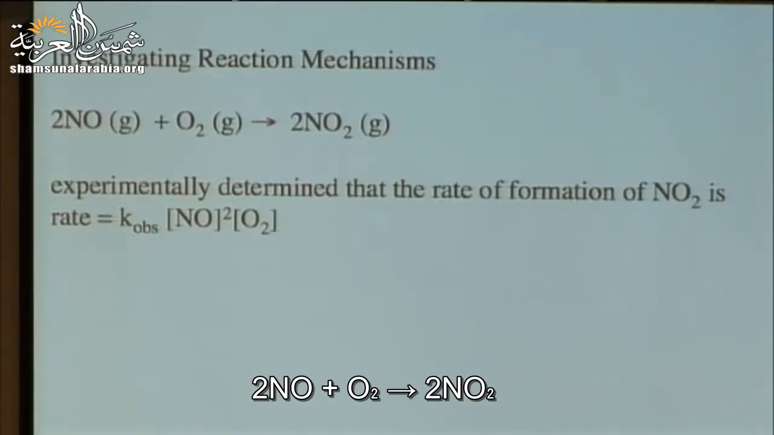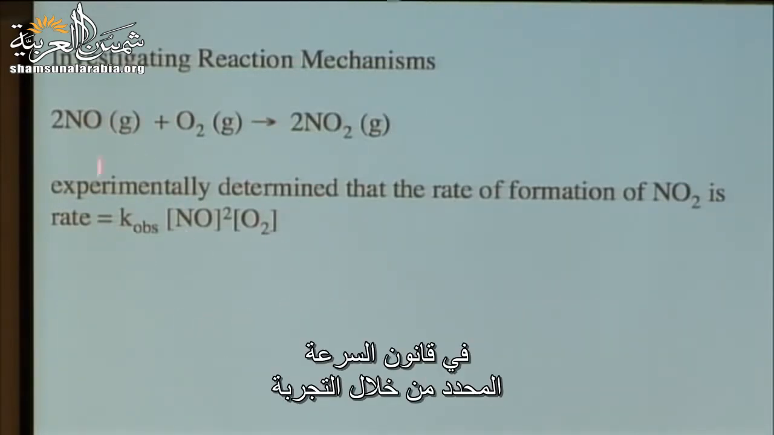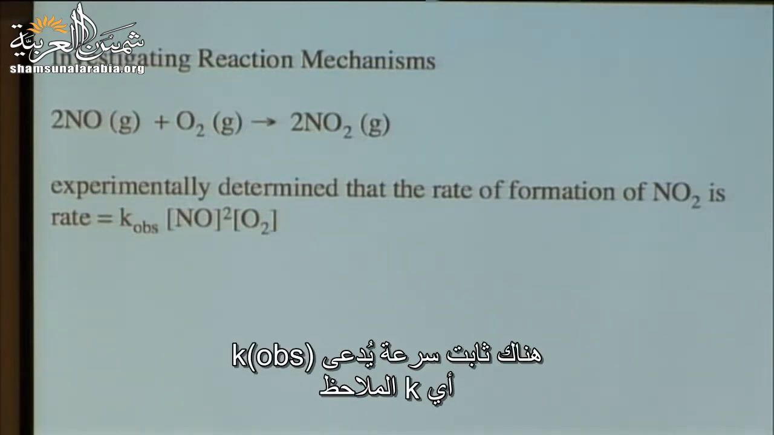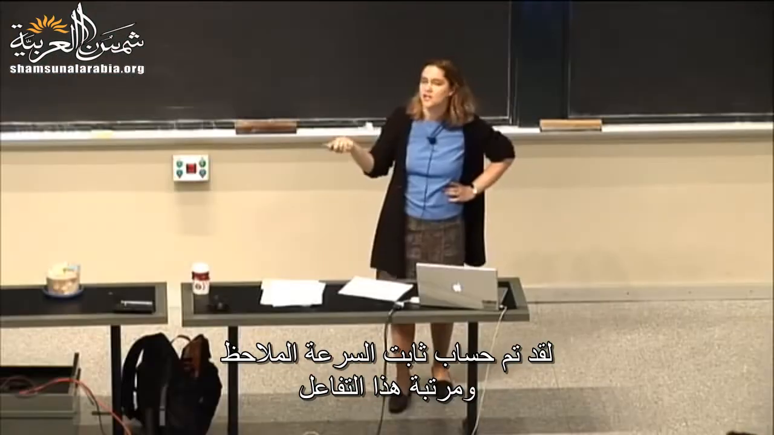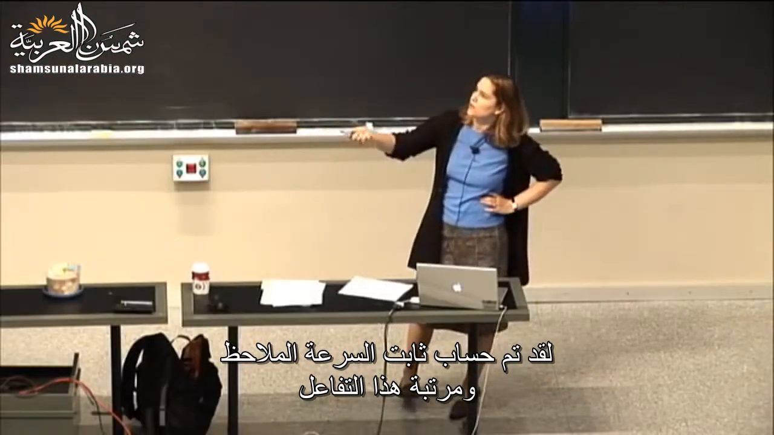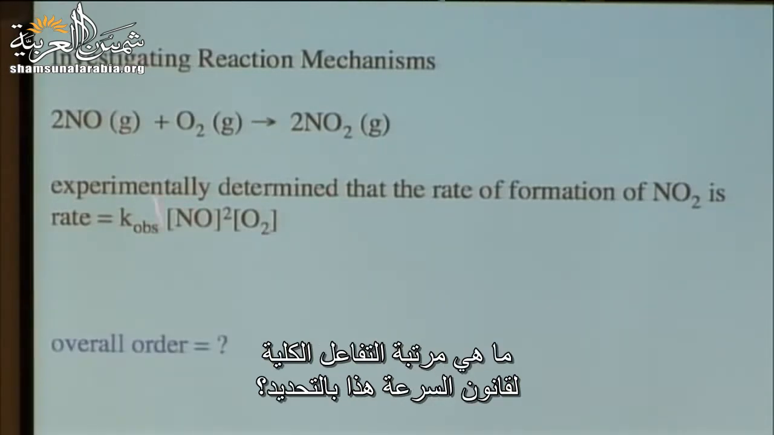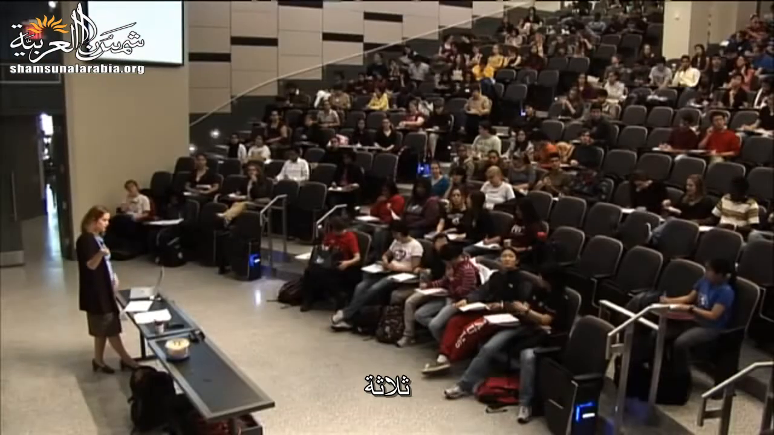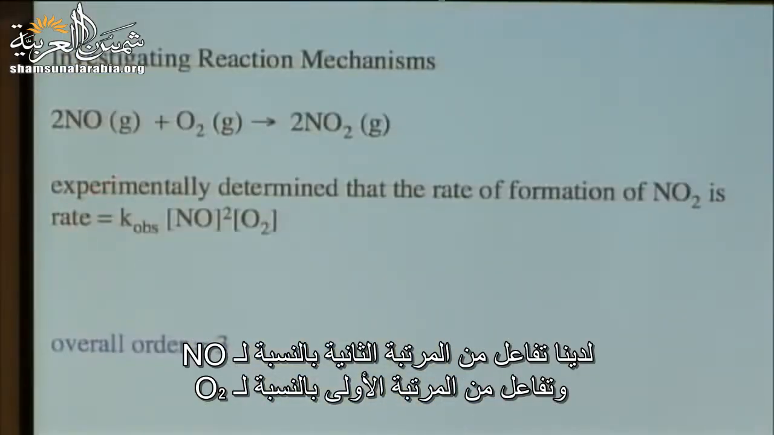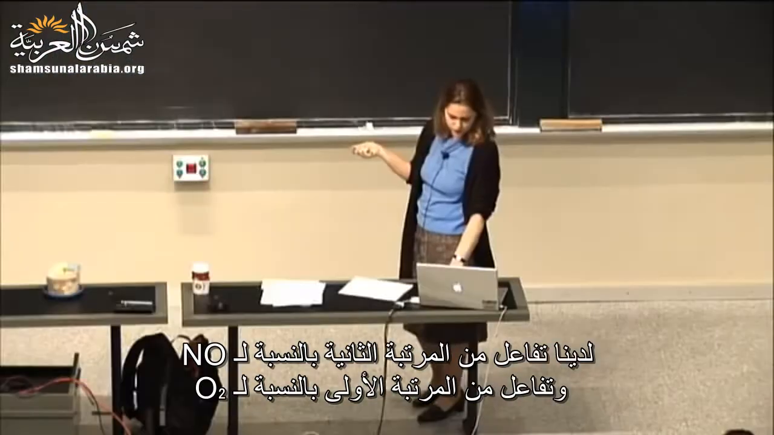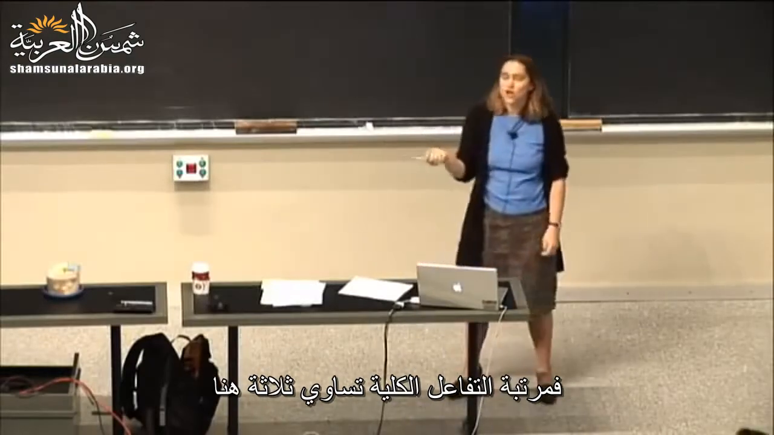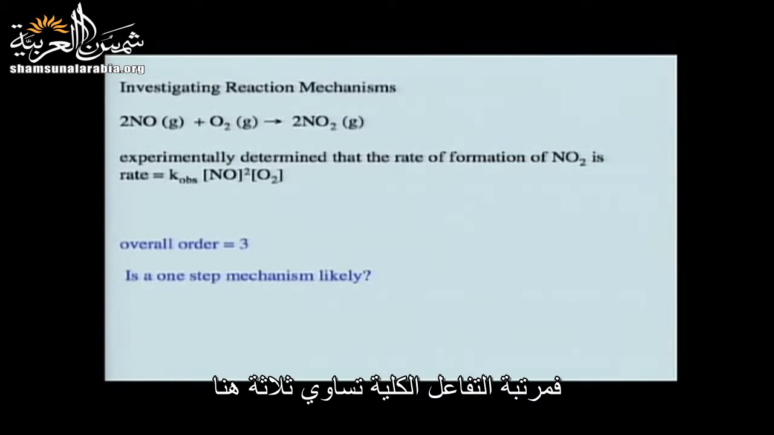2NO plus O2 going to 2NO2 gas. In the experimental rate law determined, there was a rate constant called K obs, for K observed, the observed rate constant that was calculated. What is the overall order of this particular rate law? 3. So we have second order in NO and first order in O2. So if it's overall order of 3, is it likely to occur in one step?